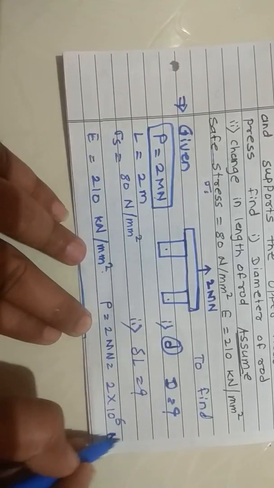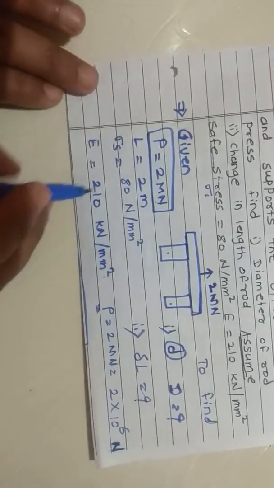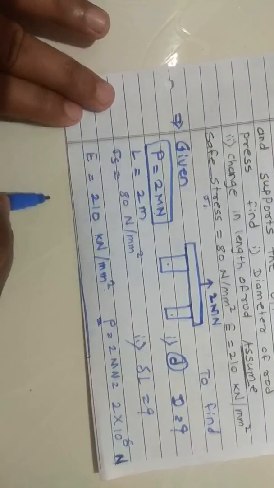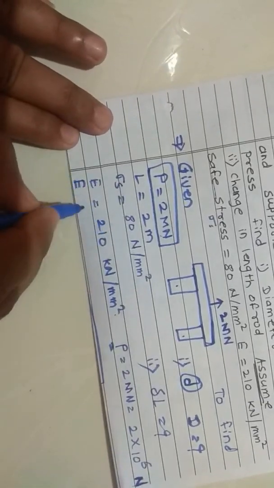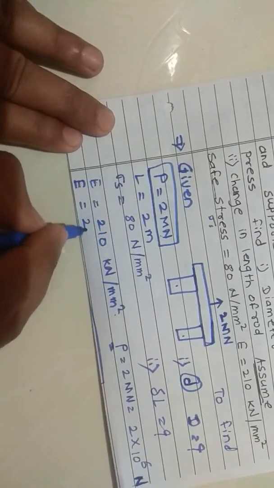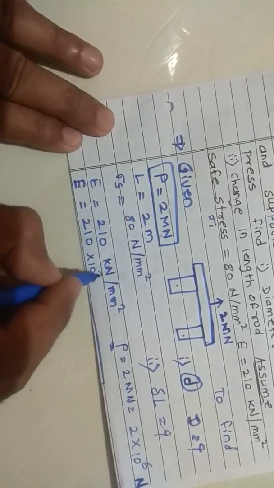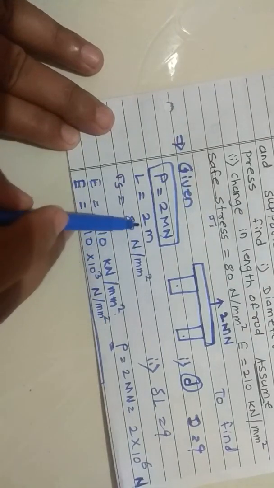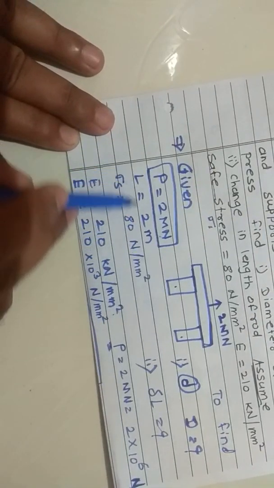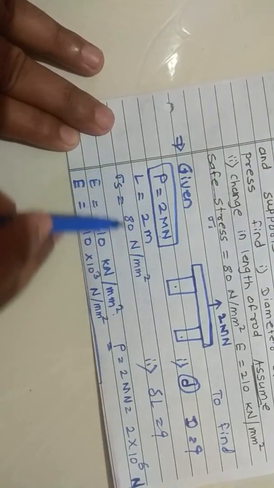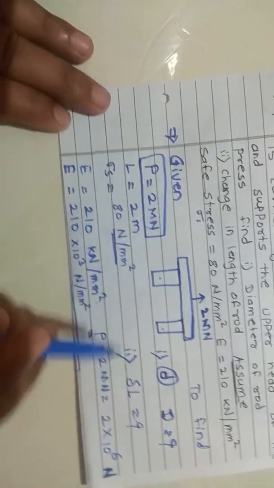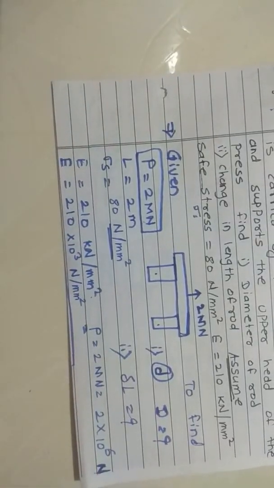Newton. This is our value of P, and here E is in kilonewton per meter square. Therefore we will convert this term also, that is 210 into 10 to the power 3 Newton per mm square, and the remaining terms are L is equal to 2 meter, it is okay, and sigma 80 Newton per mm square, this is also okay. After that we will write the formula.